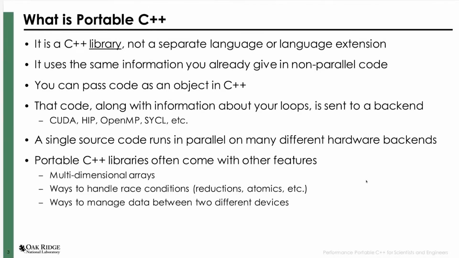Portable C++ libraries typically come with other features like multi-dimensional arrays, a way to handle race conditions where multiple parallel threads are trying to access the same data at the same time, typically in a read-write manner, and ways to handle data between two different memory spaces. The complication when we're using GPUs, and I should have prefaced, a lot of this exists because we're having to port codes to use graphics cards and other accelerator devices where the accelerator has its own high-speed memory, whereas the host has a slower memory, and these live in completely different spaces. So you have to transfer data back and forth, which leads to a lot of complexity that we're not used to.